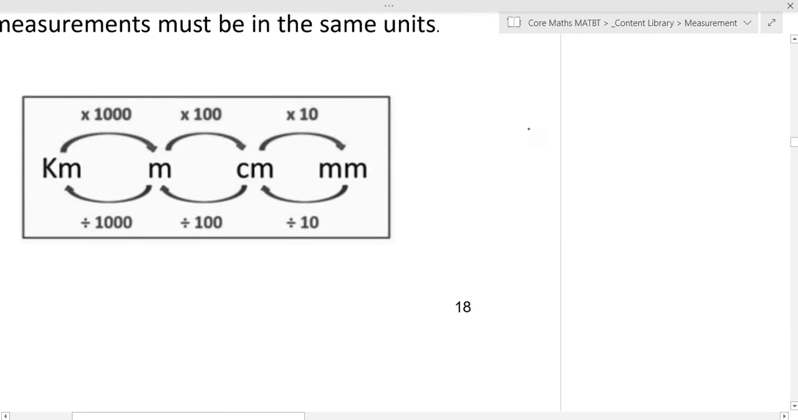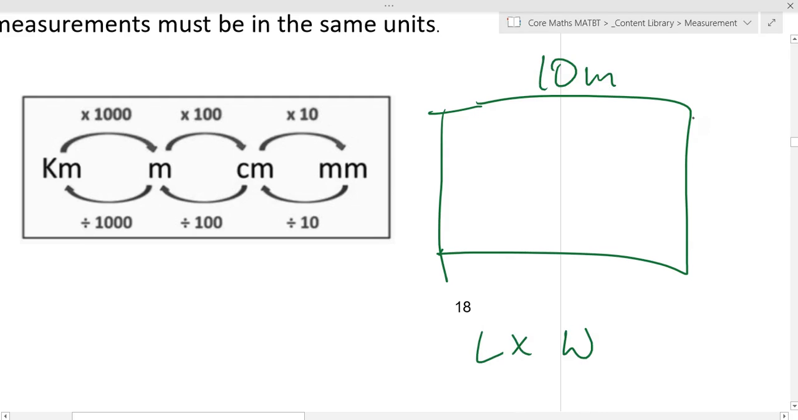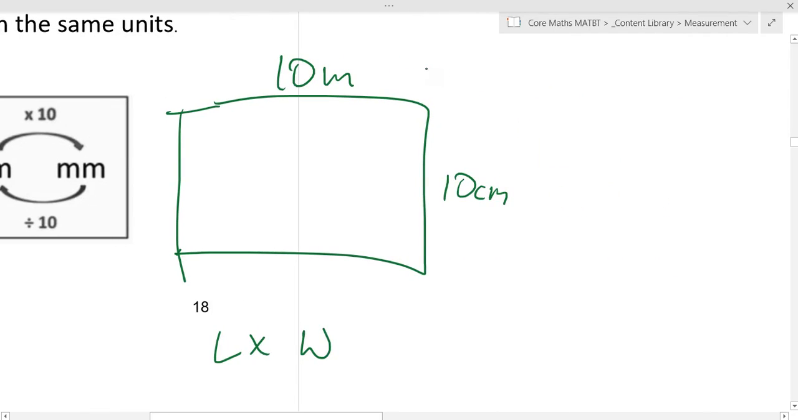The reason why we have this: you'll have a shape that goes like this. Let's say you have a rectangle. How do we find the area of a rectangle? Anyone know? Length times width, right? So let's say, for example, the length of this is 10 meters, and the width here is 10 centimeters. What's wrong with this? Why can't we work it out just yet? What do we need to do? Yeah, you've got to change the measurements to the same type.